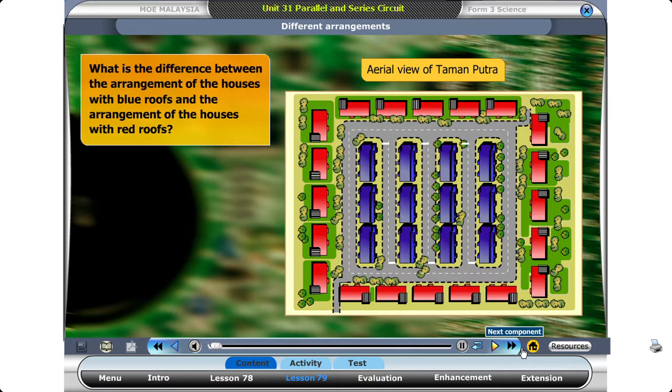Take a look at the aerial view of Taman Putra. What is the difference between the arrangement of the houses with blue roofs and the arrangement of the houses with red roofs?